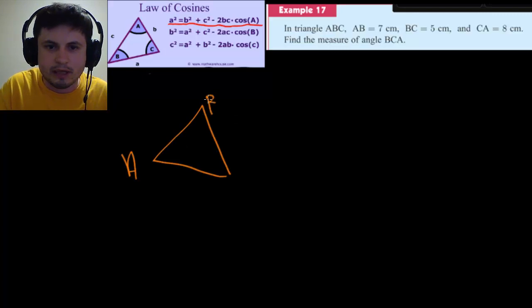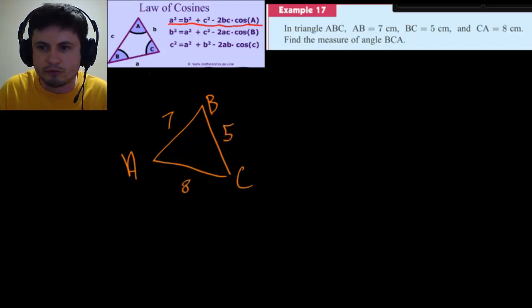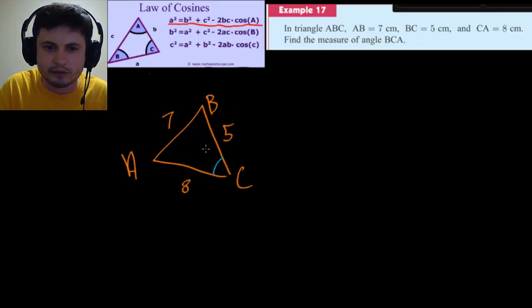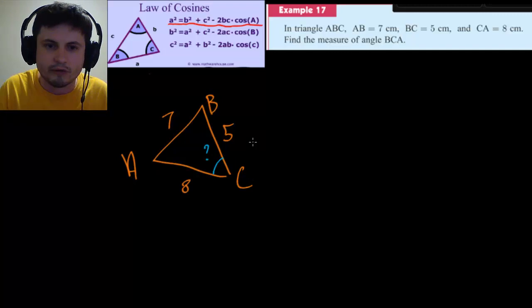Where AB is 7, BC is 5, and CA is 8. They want you to find the angle BCA. So this angle right here is unknown. Now, how do we find this?